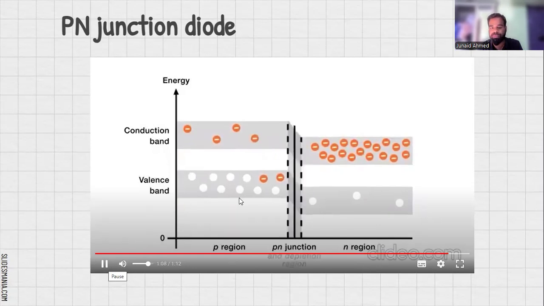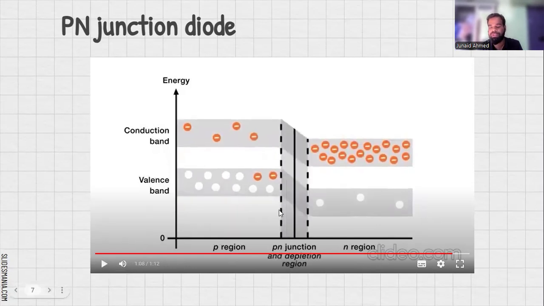Based on the kind of dopant added here and the quantity of the dopant, that will decide the width of the depletion region. The more the dopant, the more the width of the depletion region. Okay.